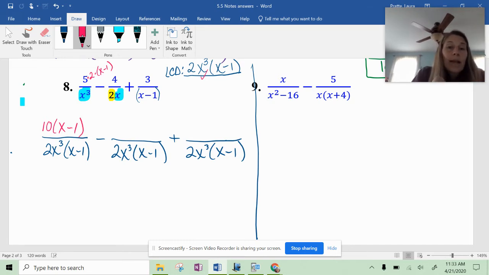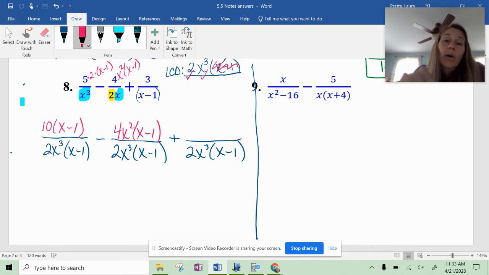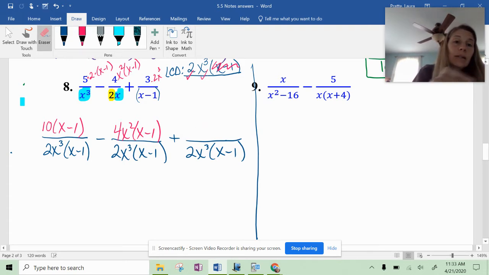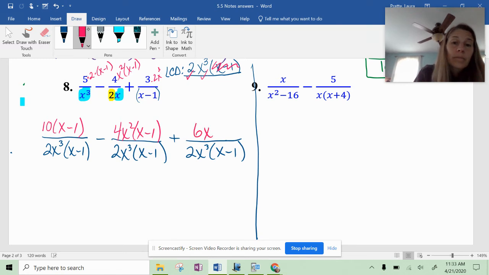Now the middle one, we already have the 2, and we have one of the x's, but we still need an x squared to get us to that x cubed, and we still need that binomial term of x minus 1. So this is going to become 4x squared times x minus 1. And then the third one, we have the x minus 1 part of the least common denominator, but we still need the 2x cubed. So you're going to multiply by 2x cubed, which is going to get you 6x cubed for that numerator.